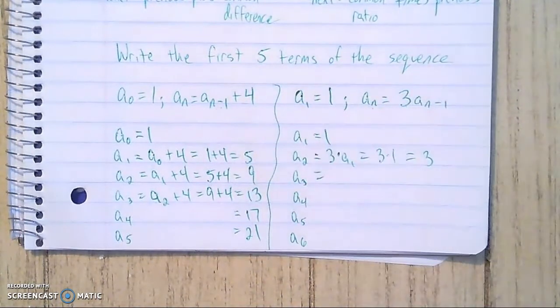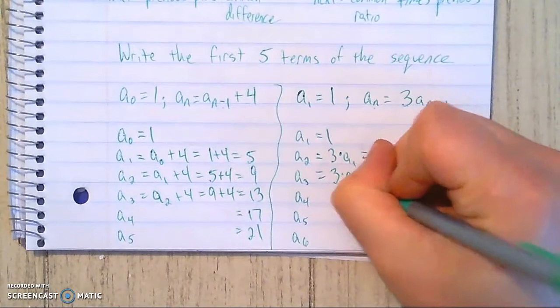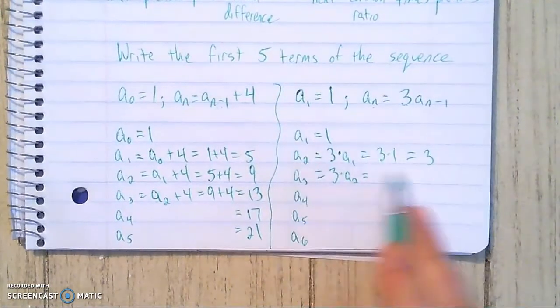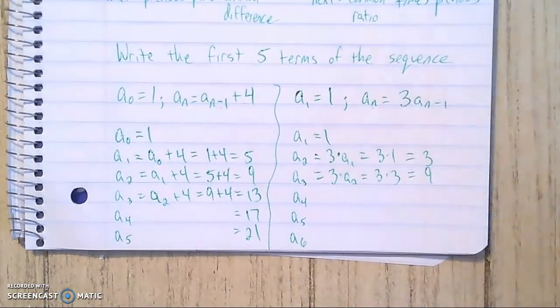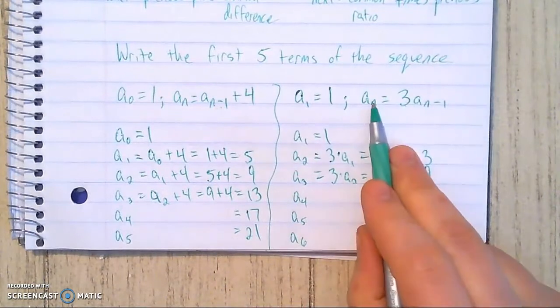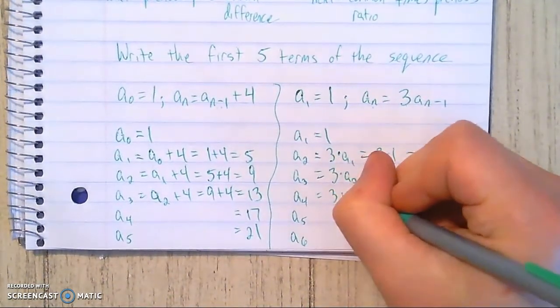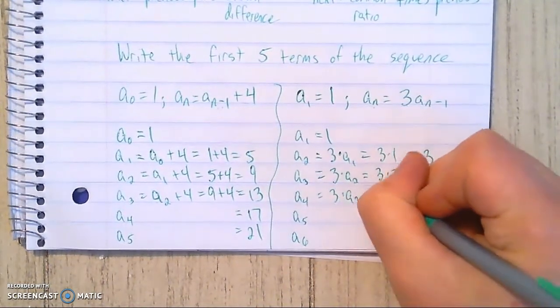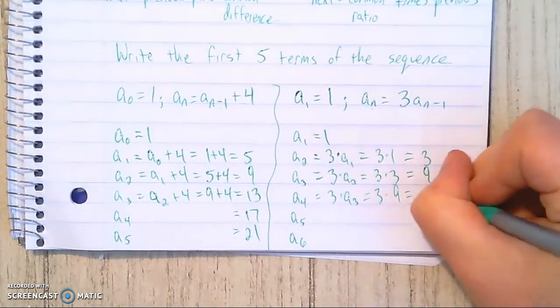So a sub 3 equals 3 times the previous one. 3 times a sub 2. Well, a sub 2 was 3, so this becomes 3 times 3 is 9. And again, I'm going to show my work just one more time, where a sub 4, the new one, equals 3 times the previous one. And so that's 3 times a sub 3. Well, a sub 3 was 9, so 3 times 9 is 27.